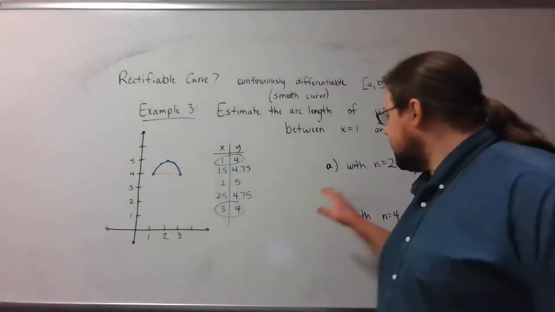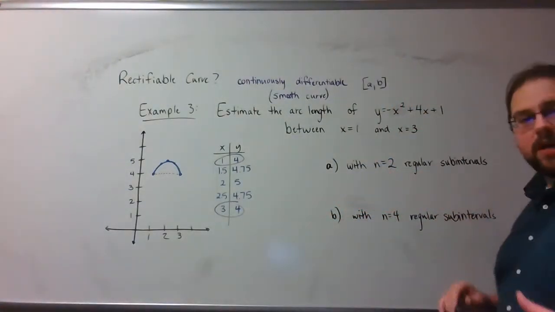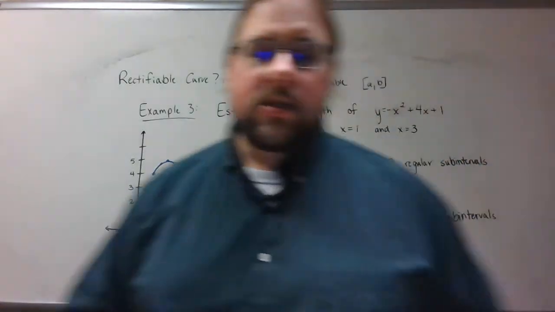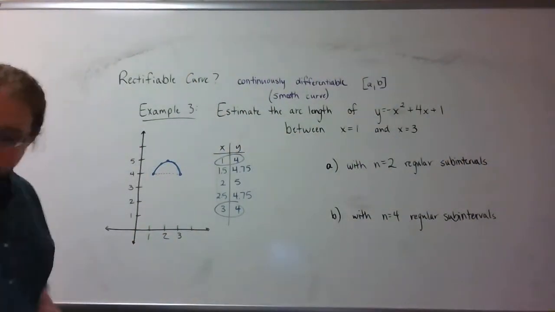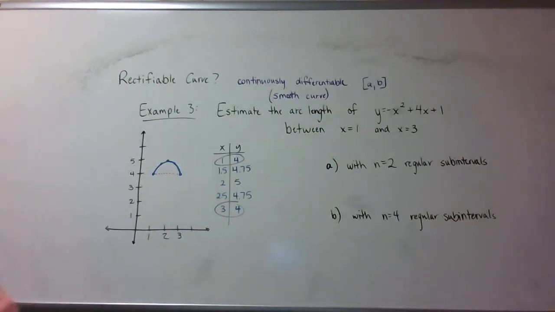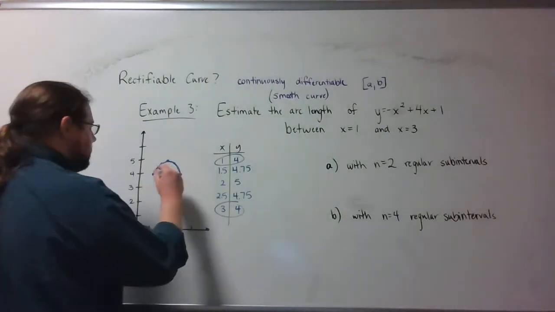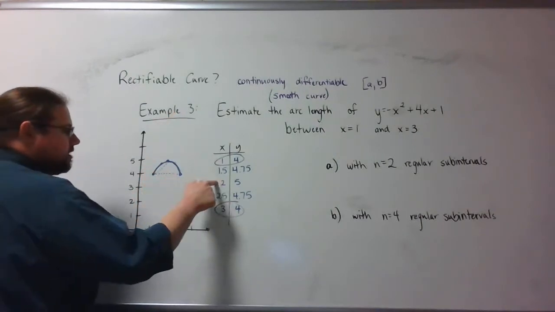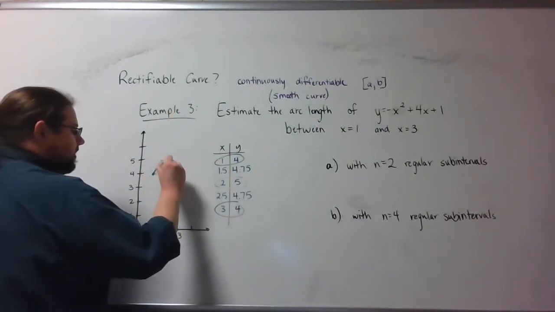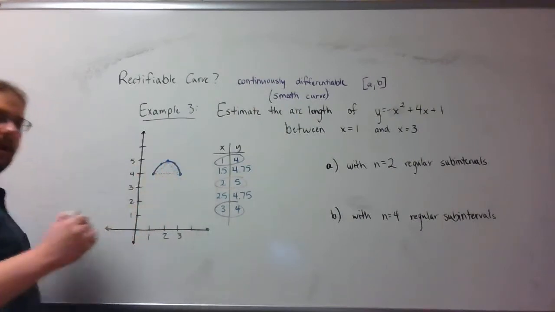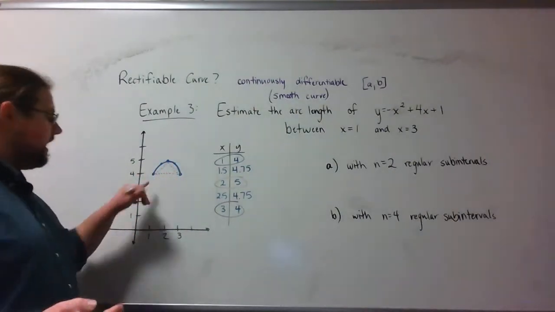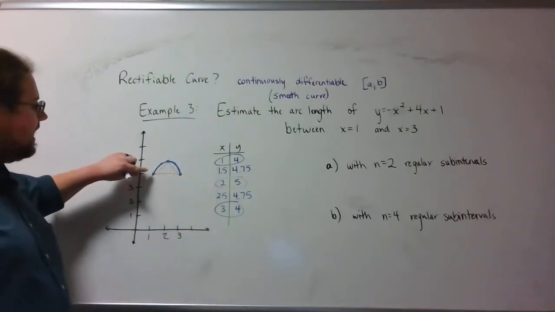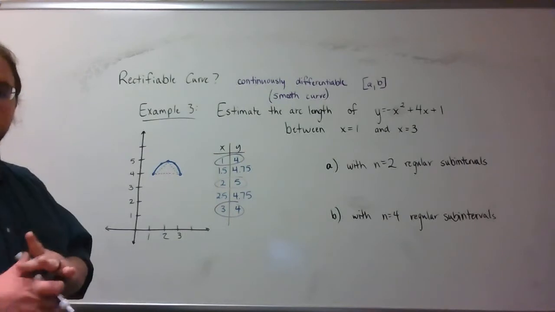What I'm going to do first is use n equals 2 regular subintervals. That means I'm going to cut this function in half and try to estimate it that way. I'm going to estimate the arc length using the distance between those 2 points, the halfway mark at (2, 5), and the distance here. That's going to be a better estimate than if I just said the answer was 2 for the red line. I'm using these little purple dotted lines to help me estimate a little better what that arc length would be.